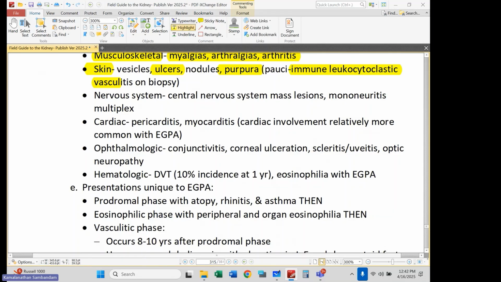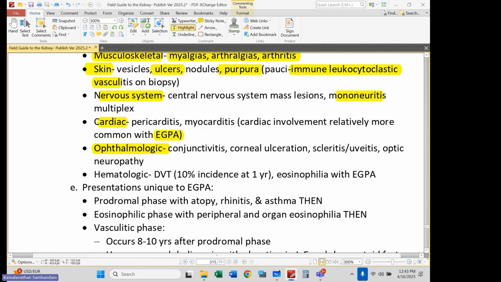You have to ask for immunofluorescence because it's not standard part of skin biopsies to look for IgA deposition to make the diagnosis of HSP as opposed to pauci-immune vasculitis. Okay, nervous system involvement can occur, the classic being mononeuritis multiplex. Cardiac involvement can occur, and there is a little bit of specificity for cardiac involvement for EGPA. You can have ophthalmologic involvement.